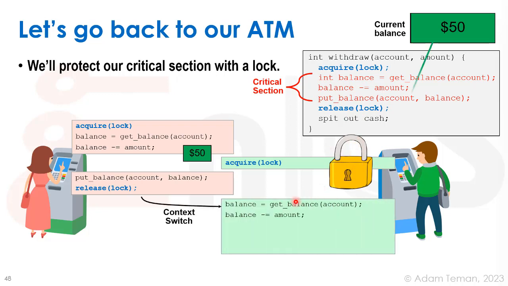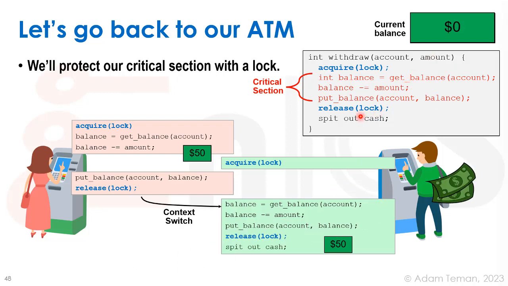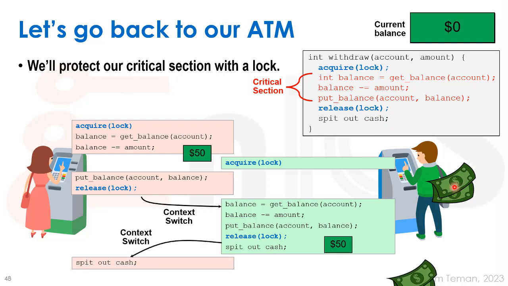So I can come here and context switch, and so I get the balance, and now I see the balance is $50. I remove the $50 from it, and I write back 0 into the account, and now I can release the lock. There was no reason to context switch, so I can continue, spit out my cash. I got my $50. Now I context switch back, and my wife can get her $50, and we can all go home. The bank is happy because I don't have any money left in my account.